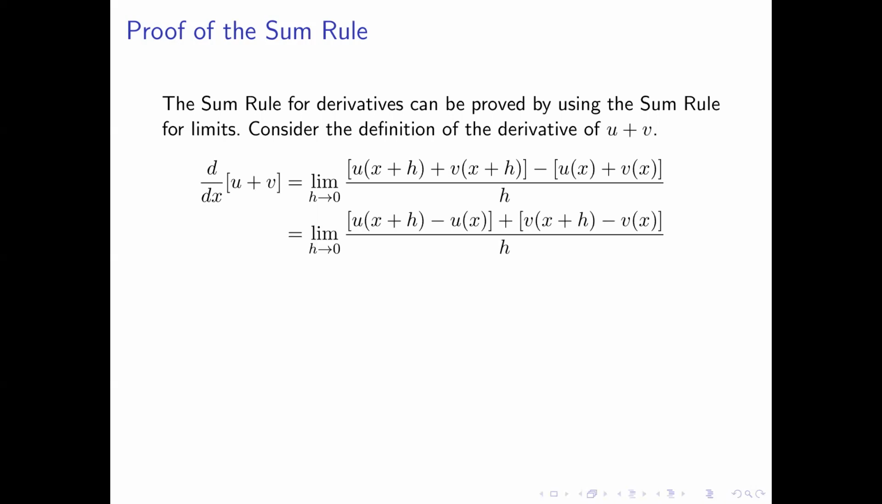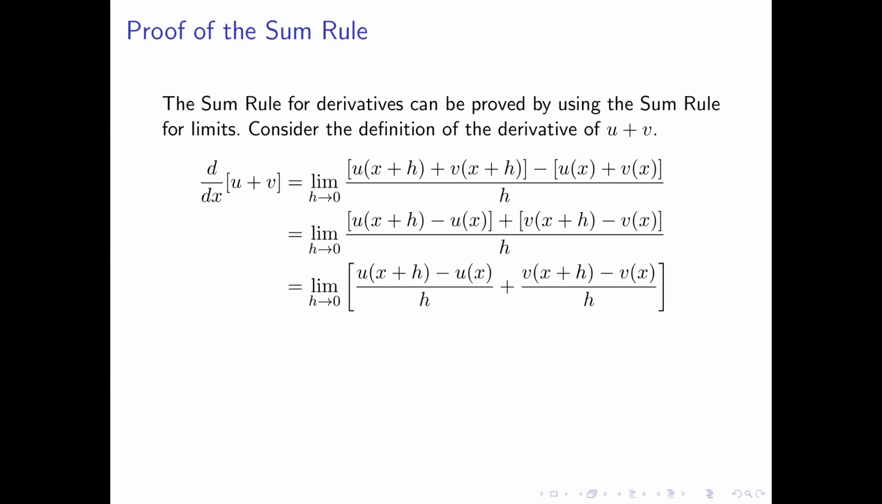And we can split this, or we can rearrange the numerator rather, so that all of the u values are grouped together and all of the v values are grouped together. This is just using the associative and commutative properties for addition.